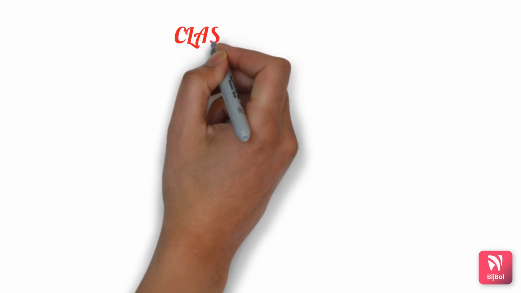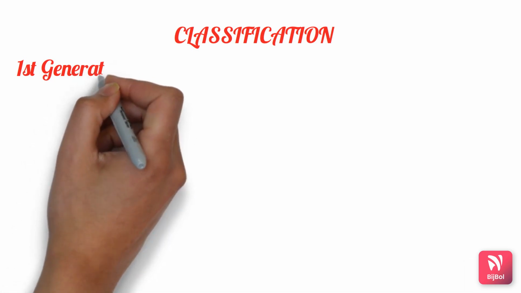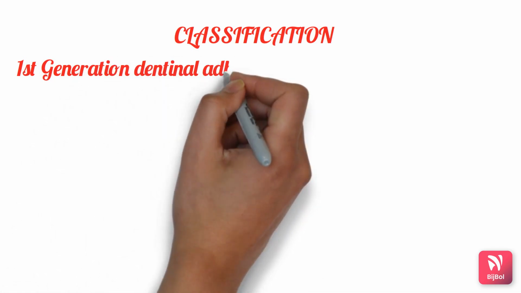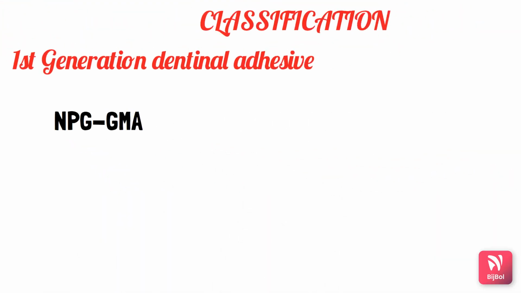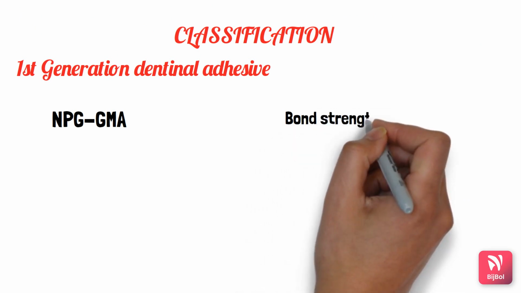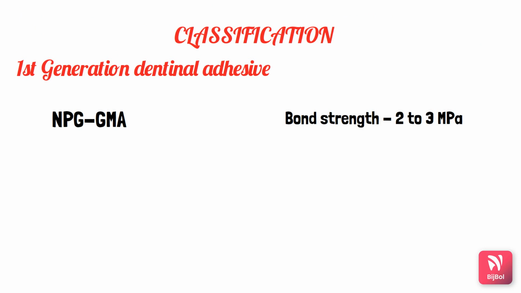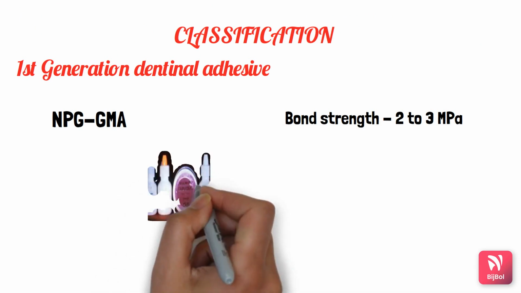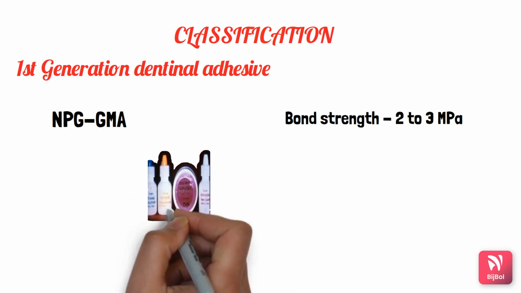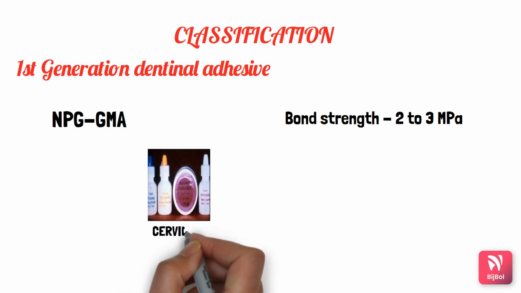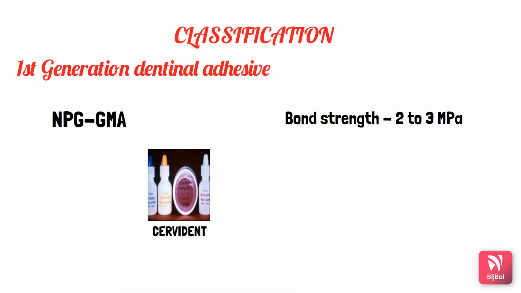Now we'll see the classification of the dentin bonding agents. The first generation of the dentin bonding agents includes NPG-GMA, a surface active comonomer. Theoretically, NPG-GMA was supposed to chelate with the calcium in dentin to form a water-resistant chemical bond to the dentin. But the bond strength produced by this agent is very low, about 2 to 3 megapascals. So clinically, this agent did not successfully bond the composite resin to the dentin. The commercially available product is Servident by SS White Company.